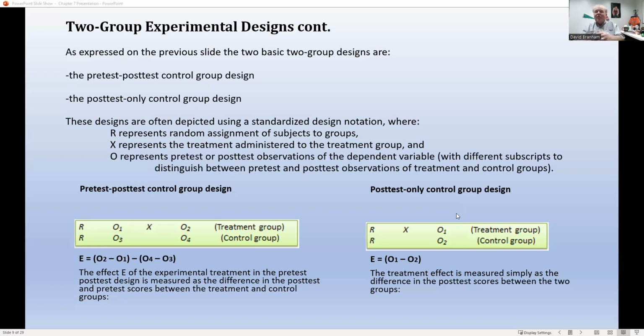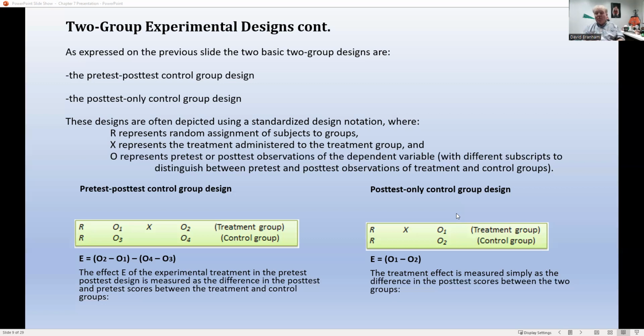because in reality, both groups are assumed to be equal anyway. So in the post-test only control group design, you have random assignment, you have a treatment for the treatment group, no treatment for the control group, and then you compare O2 and O1. And that difference between O2 and O1 is the effect of the treatment on the dependent variable.